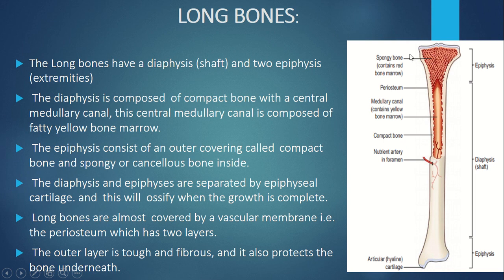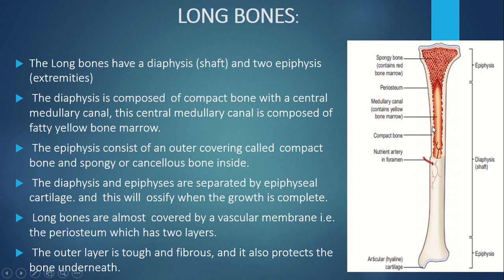So this is the part where spongy bone is present. It contains red bone marrow. You can see it has so many holes, porous things present. So this is a spongy bone, contains red bone marrow. Next, the outer layer is called the periosteum. The medullary canal is the middle part. It's a hollow place. It contains yellow bone marrow. So here it contains the red bone marrow and here it contains the yellow bone marrow.